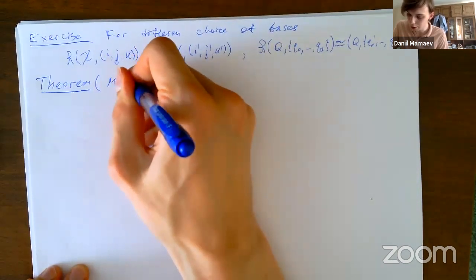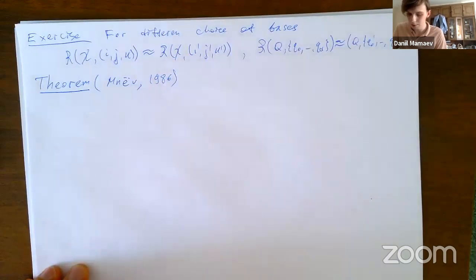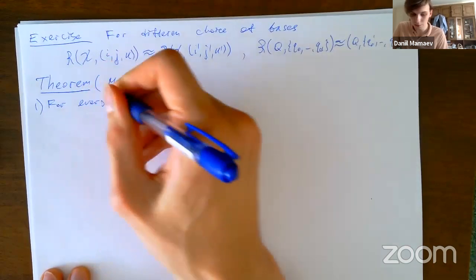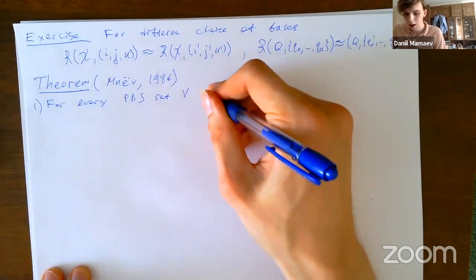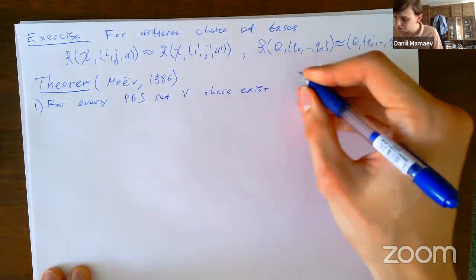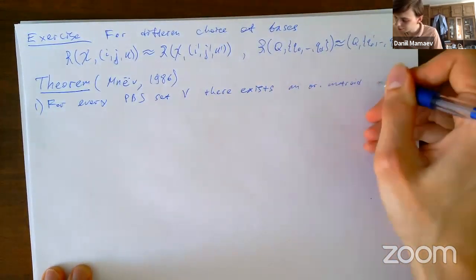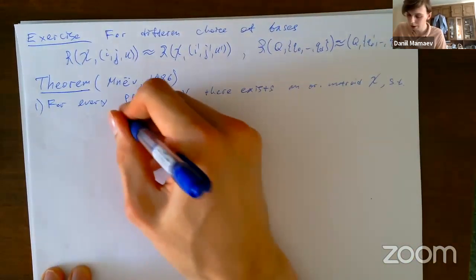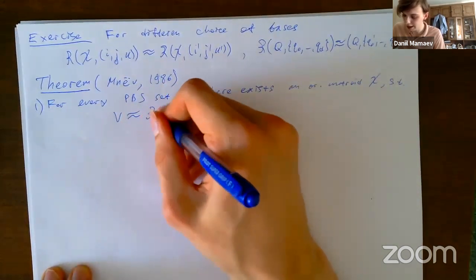by Nikolai Mamaev, 1968. Well, first, for every primary basic semi-algebraic set V, there exists an oriented matroid chi such that V is stably equivalent to the realization space of this matroid.